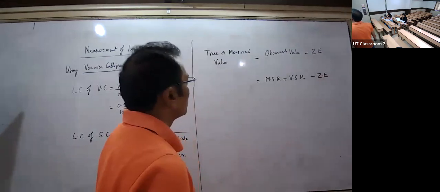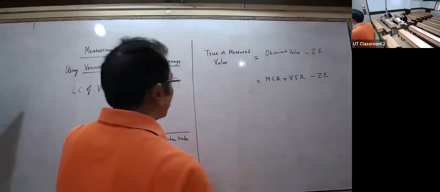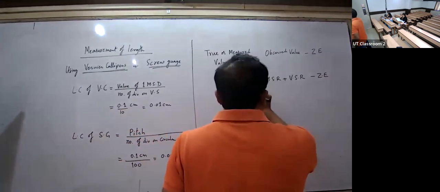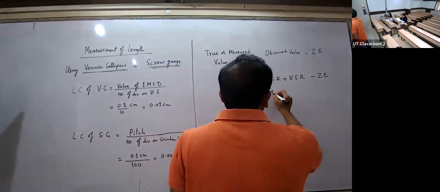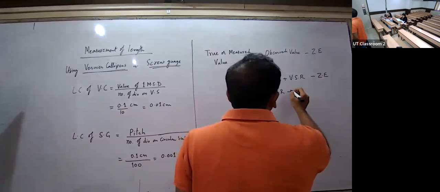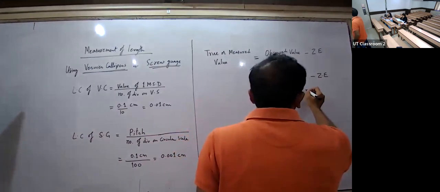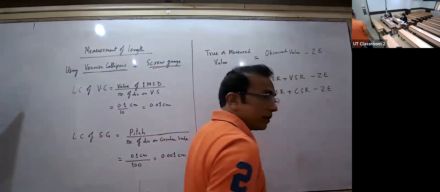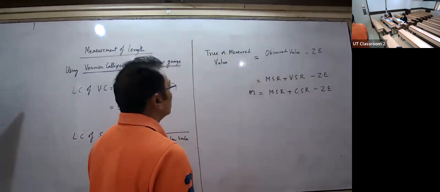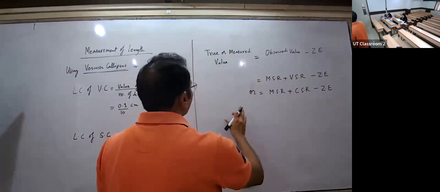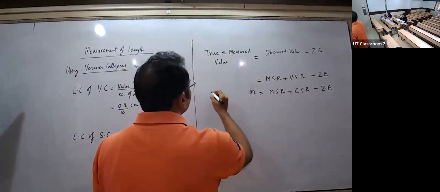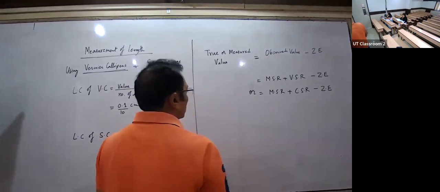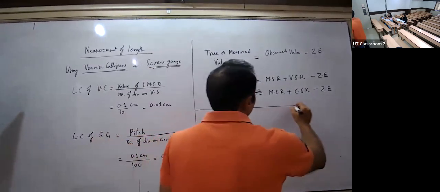Okay, so this is in case of vernier calipers. In case of screw gauge, it is main scale reading plus circular scale reading, minus zero error. Okay, this is how you do it. Let's understand this. First of all, we will see the zero error.